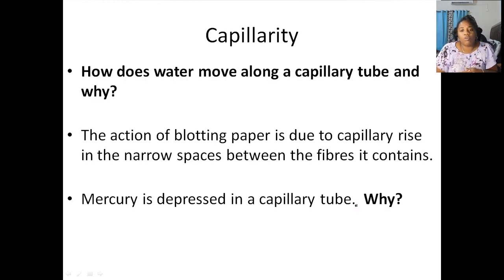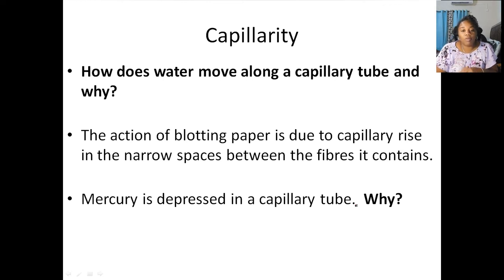How does water move along a capillary tube and why? Well, we're going to explore that in a while. So the action of blotting paper is due to capillary rise in the narrow spaces between the fibers it contains. Mercury is depressed in a capillary tube. Why?